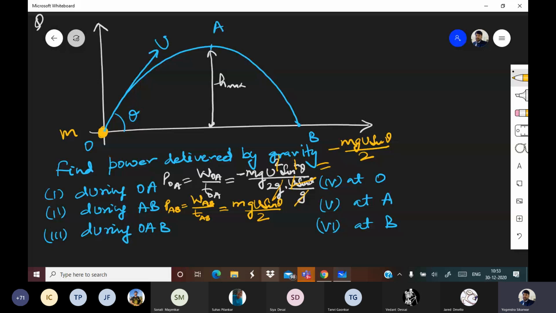Okay. Vedant is asking mgu question mark. What is mgu question mark, Vedant? What do you meant by that?